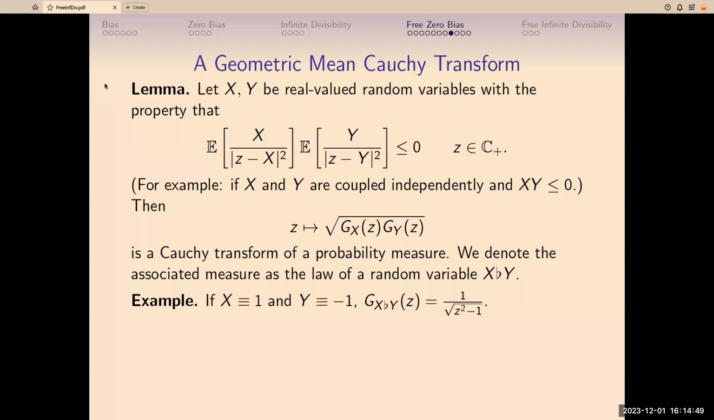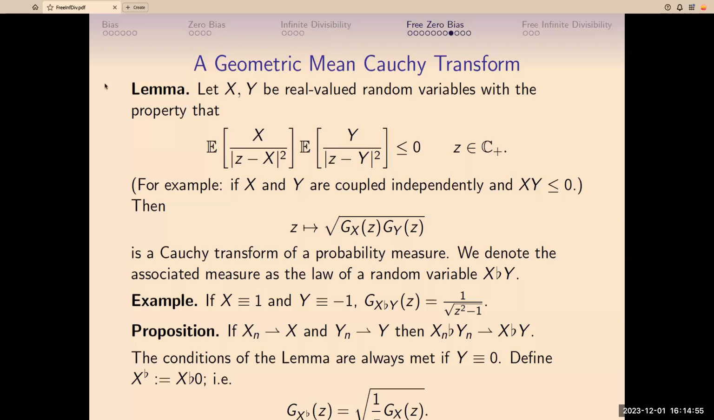We only care about it in the case where there are some nice properties of this kind of 2-to-1 transformation, but the hypotheses of the lemma are always met if y is 0. So if y is 0, then this right-hand side is going to be 0, and 0 is less than or equal to 0. So this is G of, there was already a sharp taken, so this was supposed to be like a flat. So this is 1 over Z times x of Z. So this is just the Cauchy transform of the point mass at 0. So this is the one that we needed to exist, but more of these exist generally.